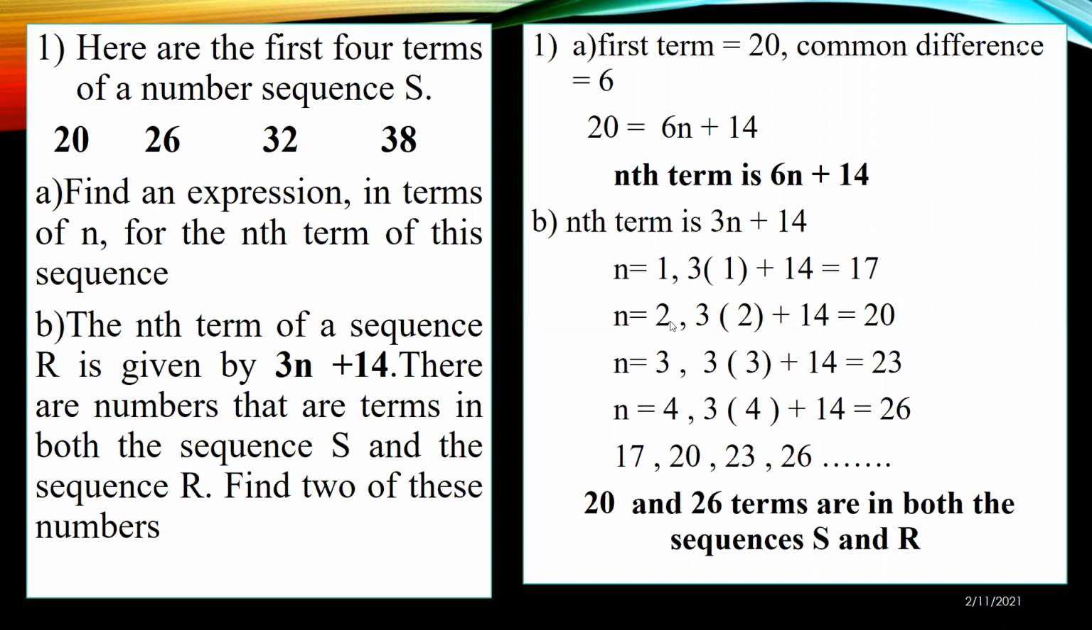Then you take n as 2, 3 times 2, it's 6. 6 plus 14, it's 20. Similarly, you can find the third and the fourth term. So when I take my sequence R, I will get 17, 20, 23, and 26. And in my sequence S, I have 20, 26, 32, and 38. So therefore, I can see 20 and 26 are terms in both the sequences S and R.